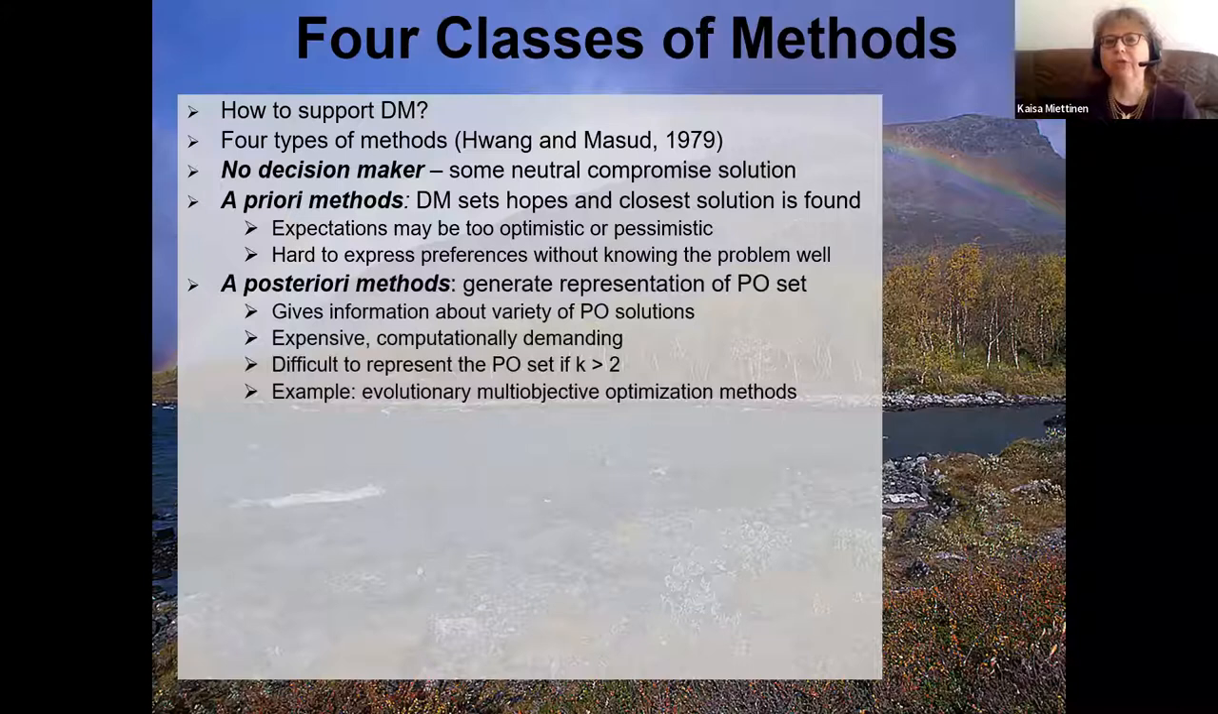A posteriori methods generate a representative set of different Pareto optimal solutions for the decision maker to choose from. So the decision maker acts after the optimization process. But it might be very computationally expensive and time-consuming to create a good representative set, and it might also be cognitively demanding for the decision maker to analyze a large set of different solution alternatives.